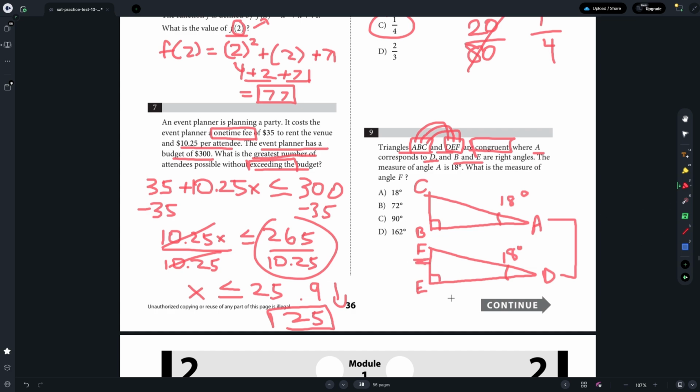In order to get F, you must add these two angles together and subtract that from 180. 180 degrees is the total amount of degrees in any triangle. So we know E is a right angle, which is 90 degrees. So 90 plus 18 is 108. And 180 minus 108 gives us 72 degrees. So the correct answer is B.